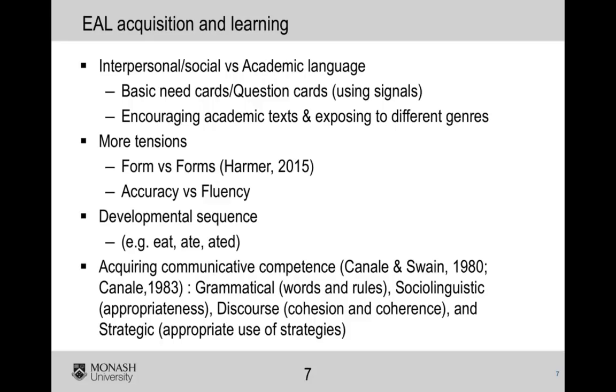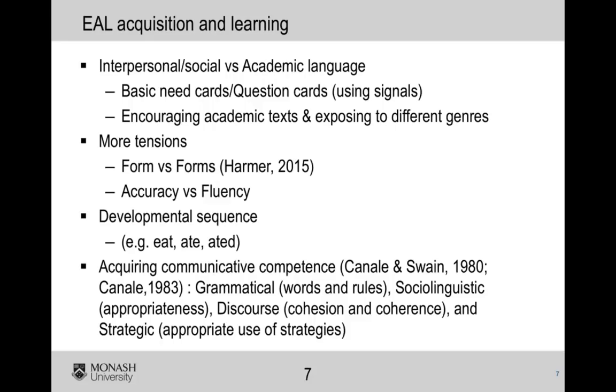Another tension that continues to be there is that idea of accuracy versus fluency. Are we focusing on accuracy or are we focusing on fluency? Do we want the students to just be able to speak or write fluently but make a lot of mistakes, or is it about being accurate? And I think it's finding a balance between that.